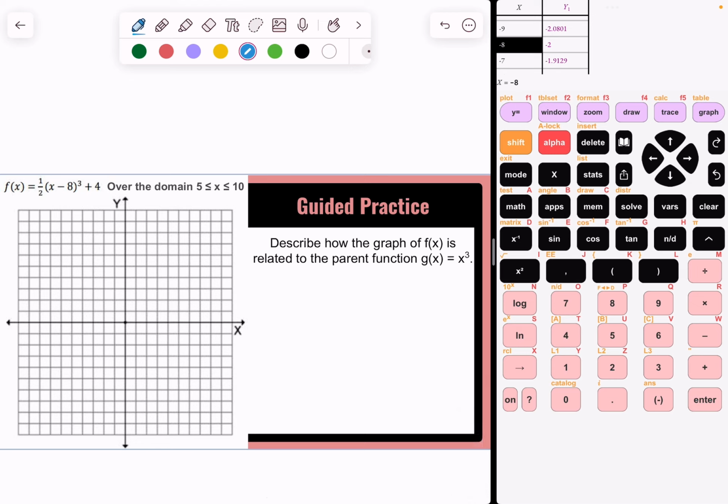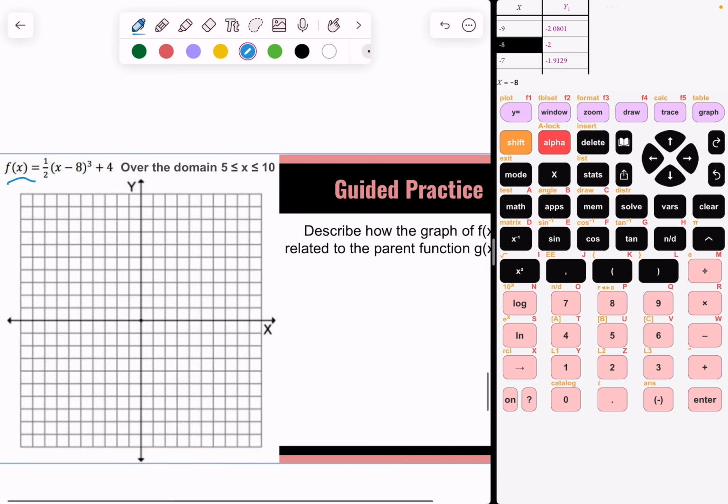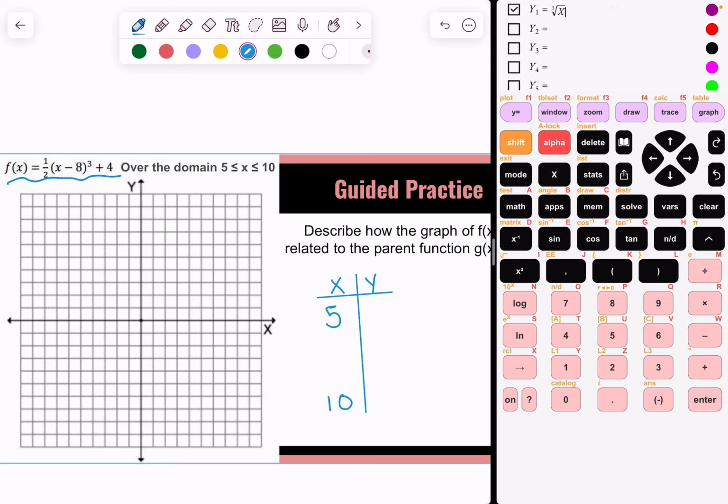All right. Now let's look at this guided practice. Describe how the parent function of f of x is related to the parent function of g of x. Okay. Well, first we need to graph this. And in order to do that, I'm going to make sure to put a table. And they want me to start my table at 5 and end it at 10, because they gave me what domain to use. Which means I don't put arrows because I know what I have to use there.